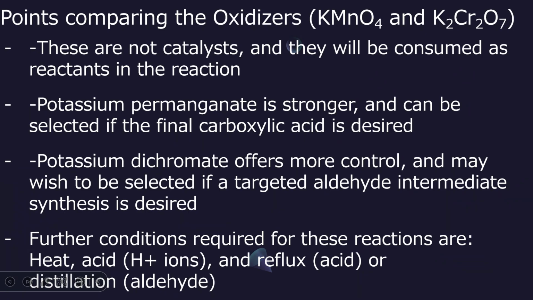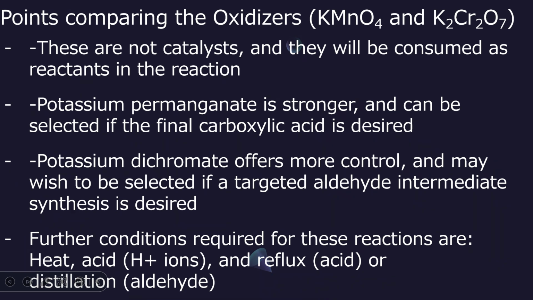Potassium permanganate is stronger, KMnO4, and it can be selected if your final desired product is that carboxylic acid, the heavily oxidized functional group. Potassium dichromate, though, offers a bit more control. It might be slower, but it may wish to be selected if the target is the aldehyde instead, that middle step in the oxidation chain.